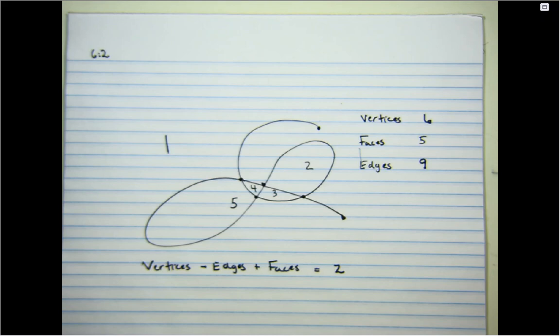Okay, so you have a squiggly line. Oh, faces. The outside counts as the face. Oh, 1, 2. Don't forget the outside counts as the face.